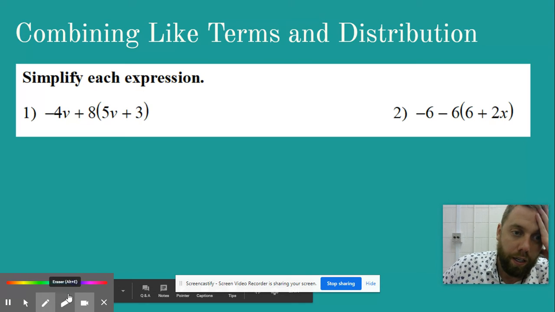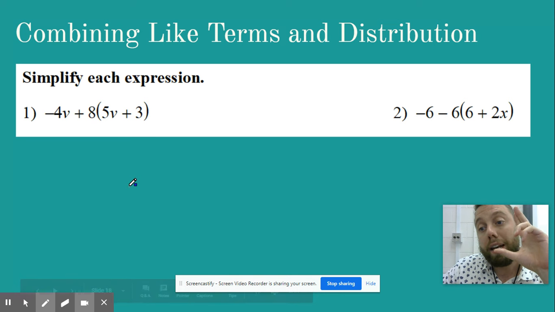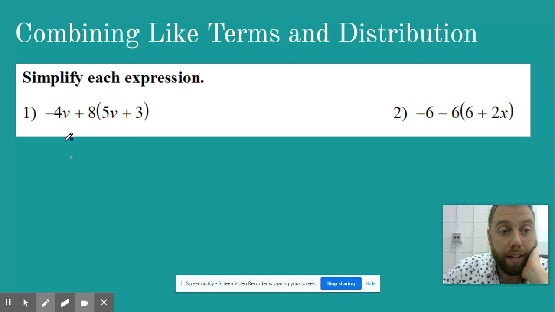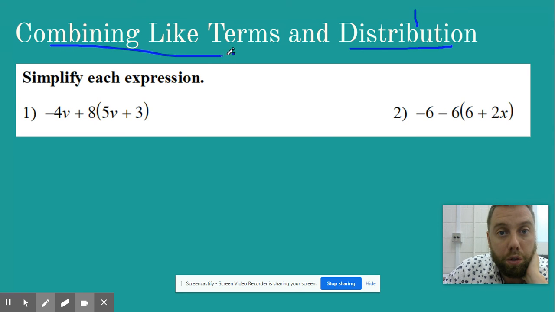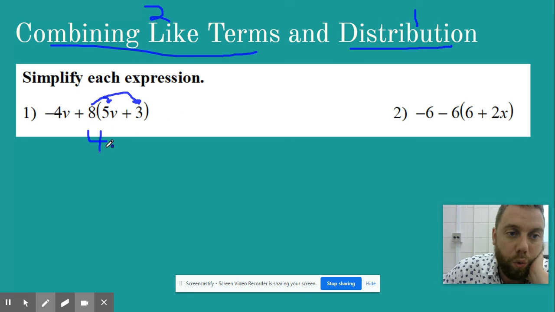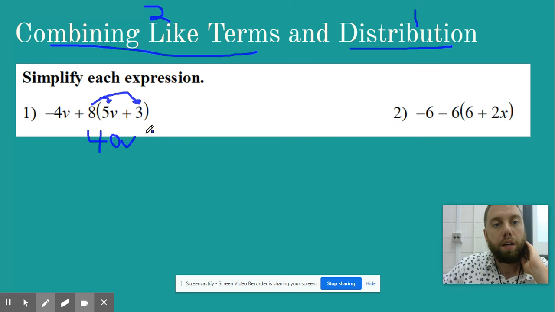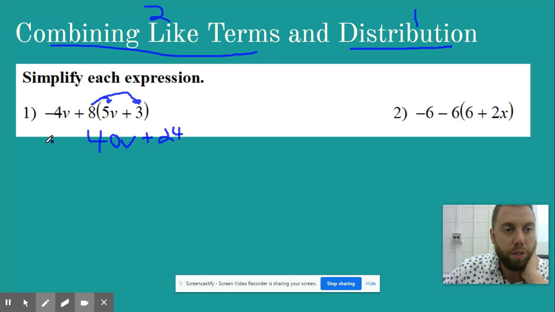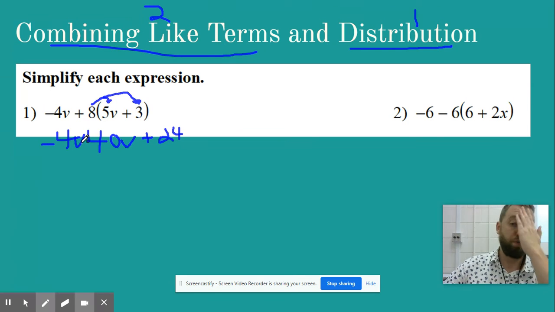Now, let's see what we can do with combining like terms and distribution, putting them together. So we should do distribution first, and we'll do this second. So we're going to distribute here to simplify this expression. Again, it's an expression because there's no equal sign. And this gives us 40v plus 24. We've distributed that. And this minus 4v just comes down with a plus sign in between.